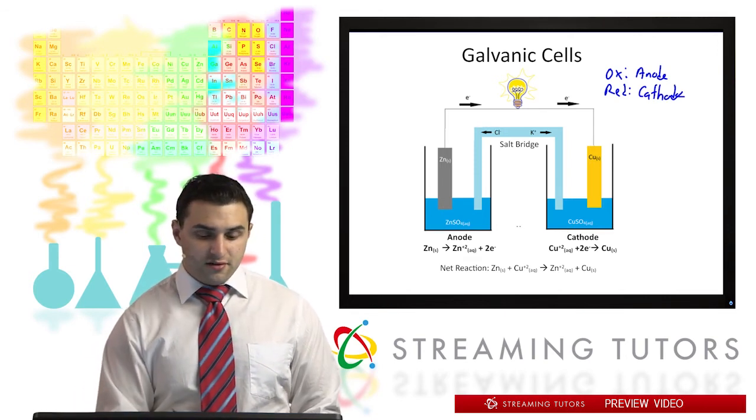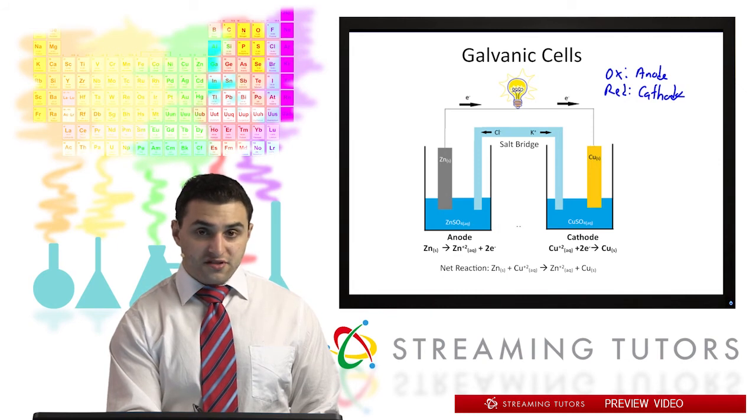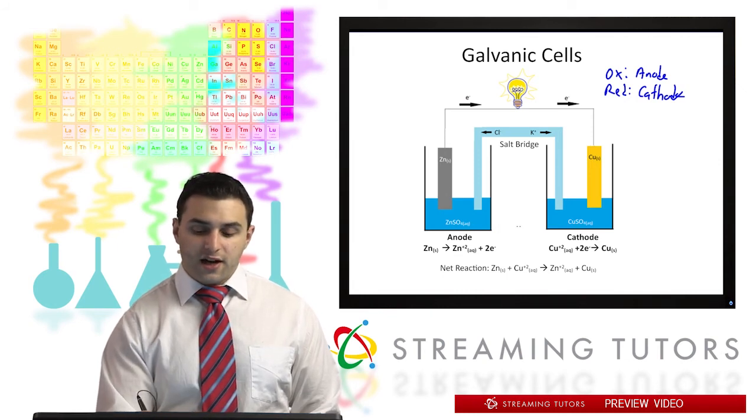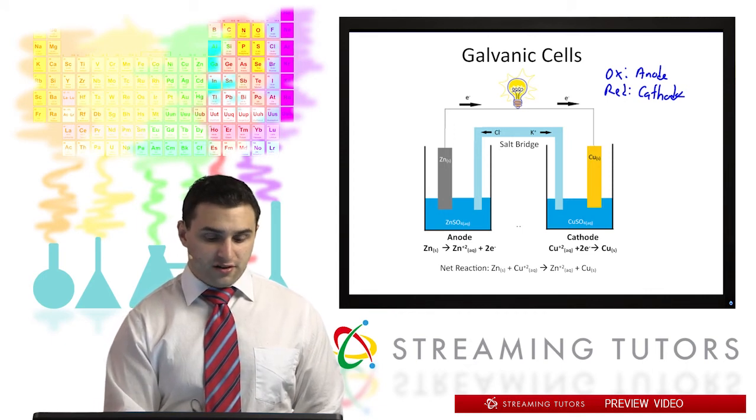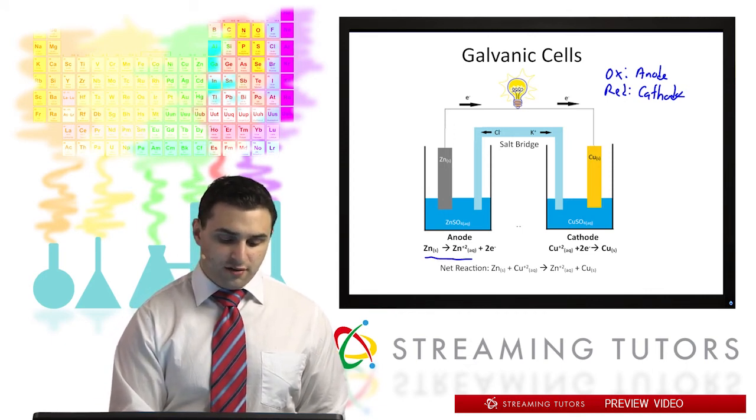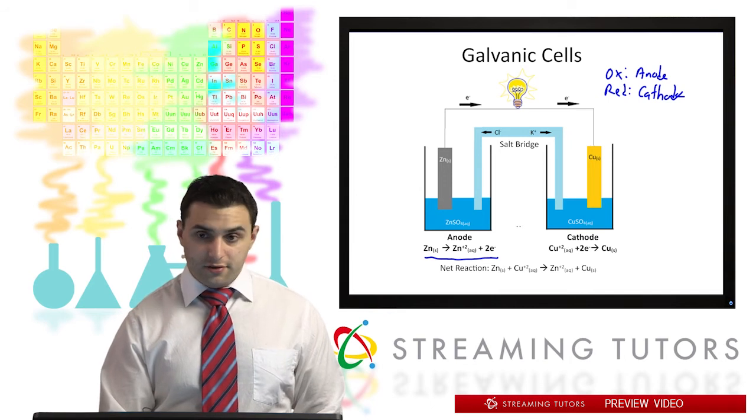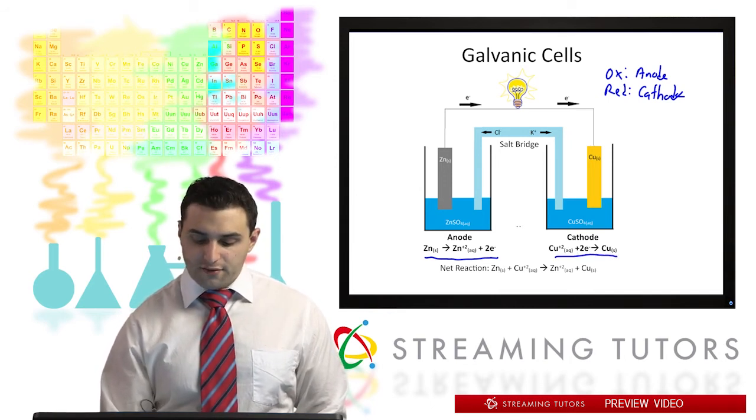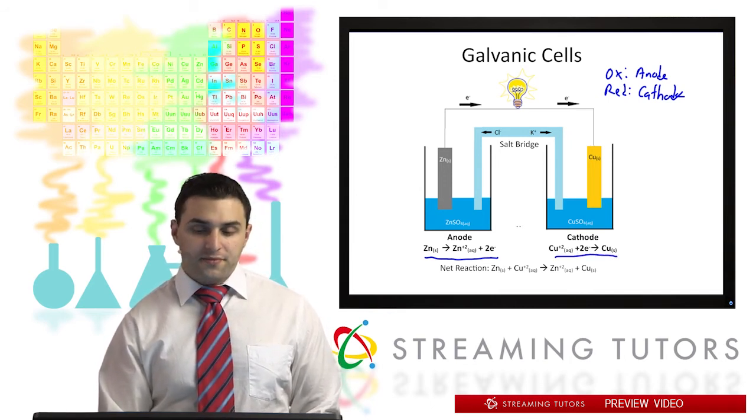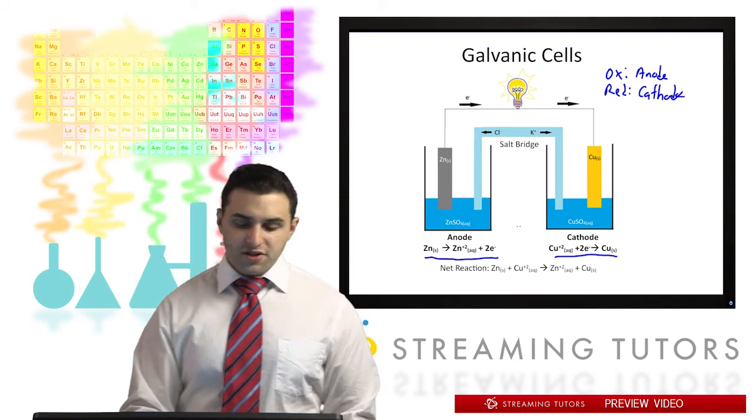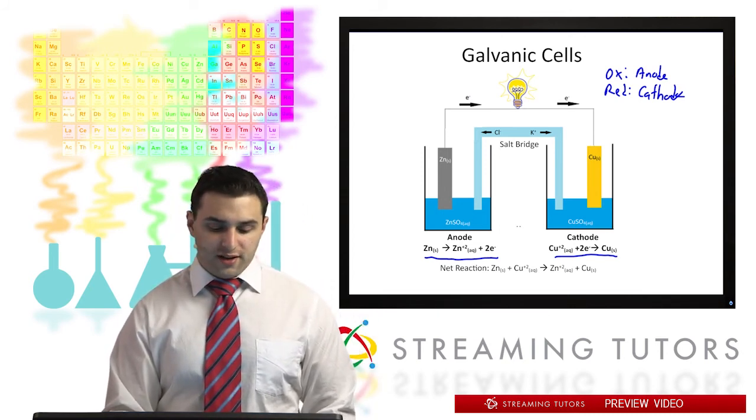So you see here that we have zinc on the left side in our anode, and we have copper on the right in our cathode. And then the half reactions are as such. We have the oxidation of zinc here in the anode, and we have the reduction of copper over here in the cathode. So what's happening in each of these?